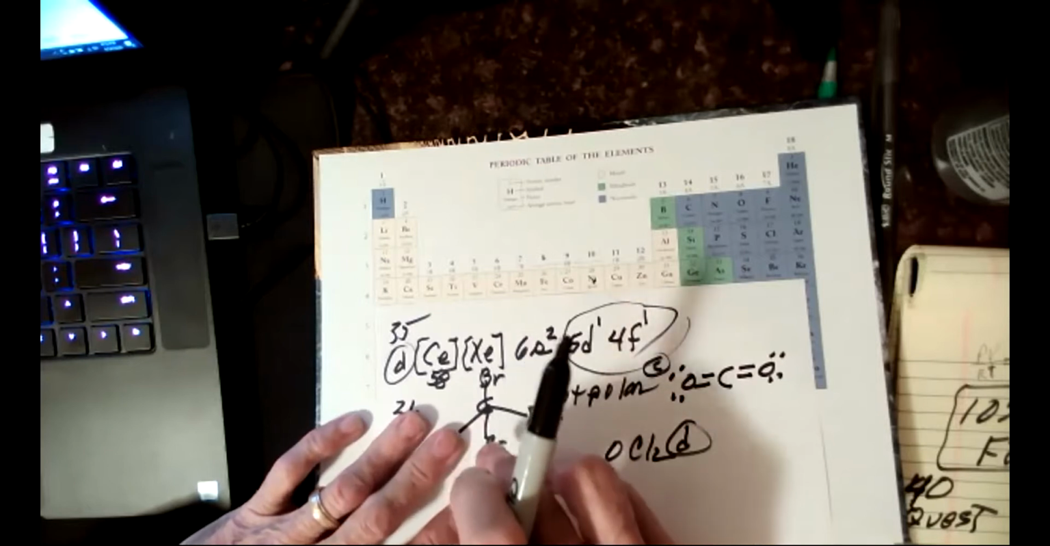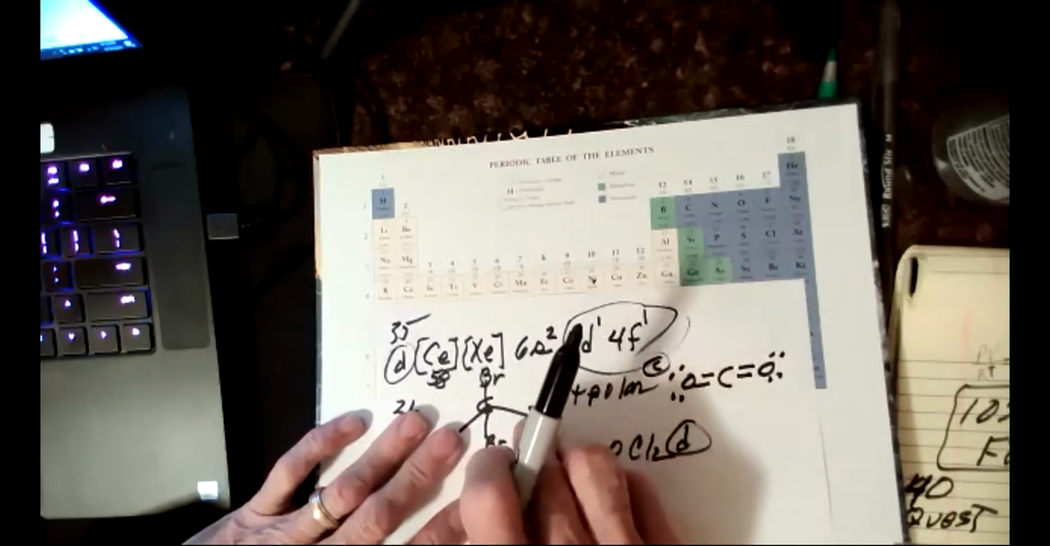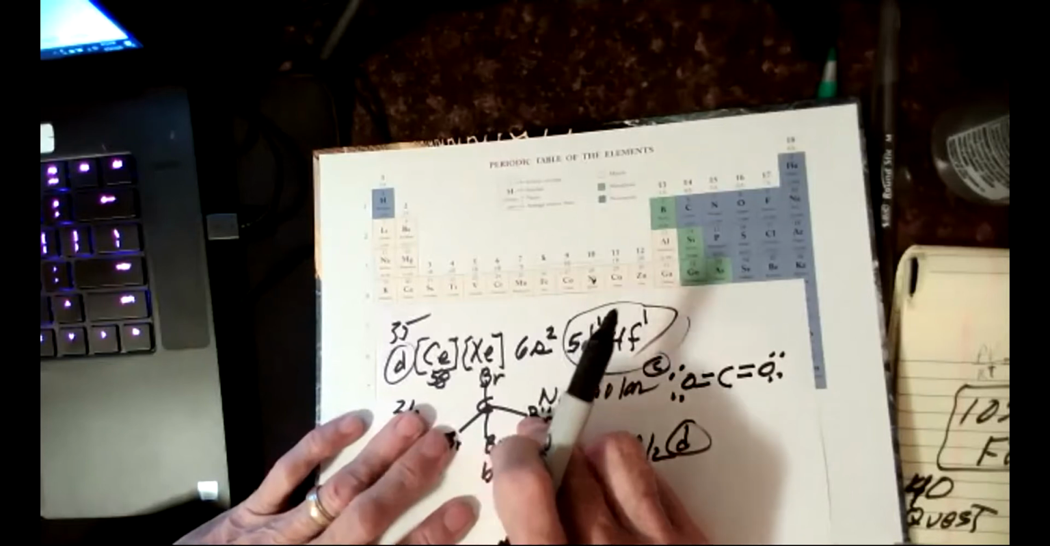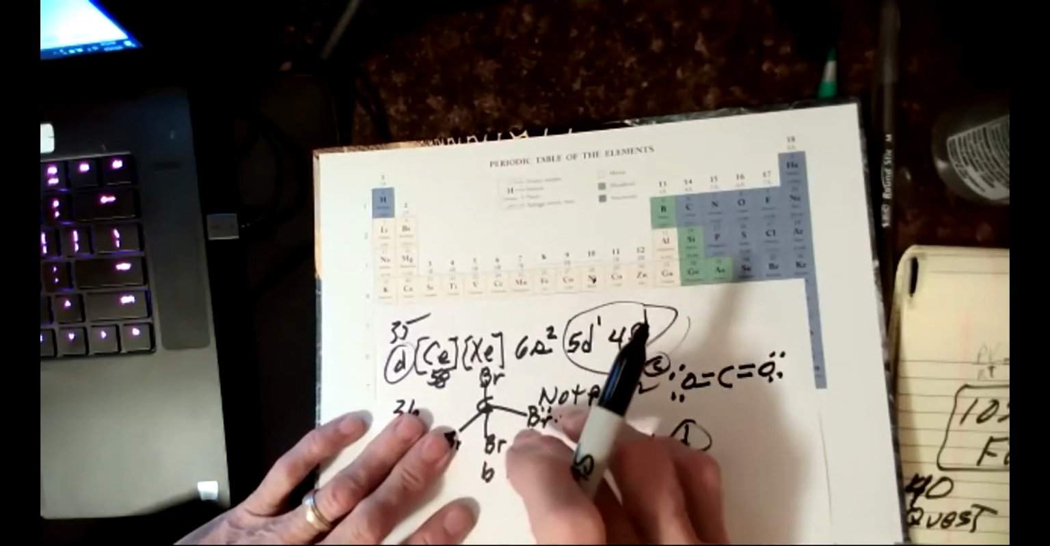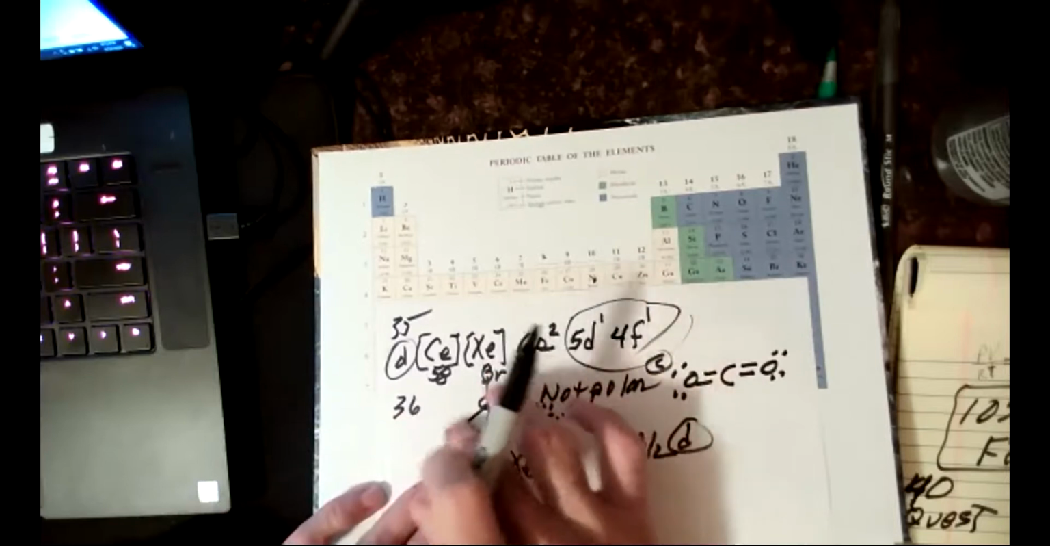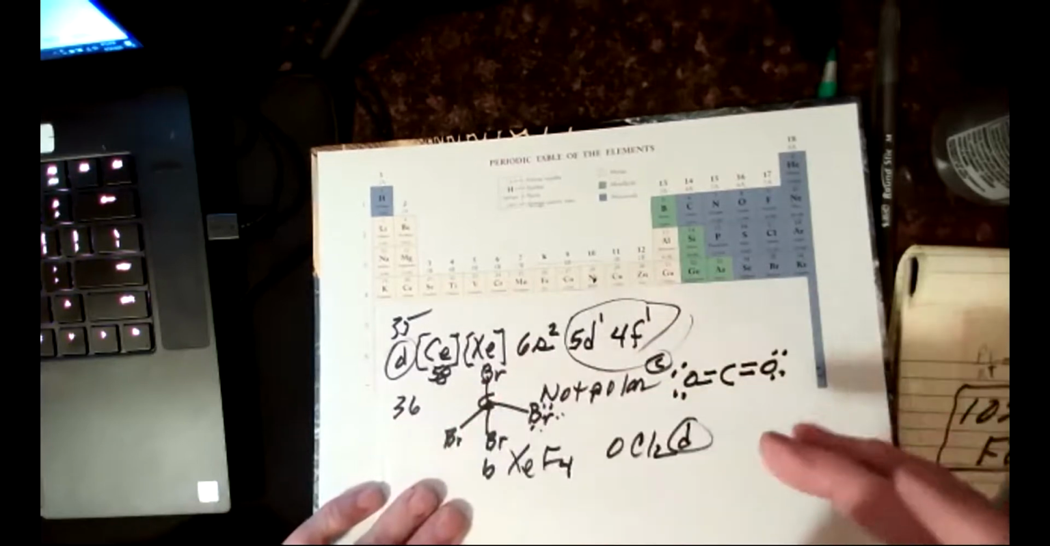If you replace three of the bromines with three chlorines, that would still be polar. But if you replaced all four with chlorine, it would not be. The idea is they're all the same. They're all the same, it's not polar.